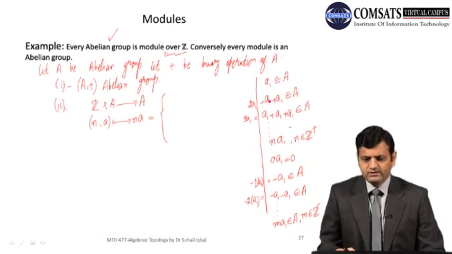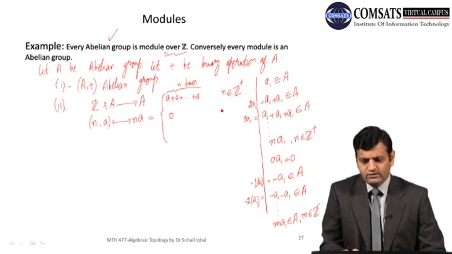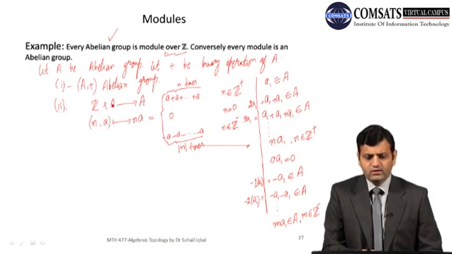So we can define this action for every integer, positive, negative, and 0. How do we define this? N into A is equal to A plus A and so on, plus A, N times, if N is a positive integer, and we define it as 0 if N is 0. And we define it as minus A, minus A, and so on, minus A, mod N times, if N belongs to Z negative. So that's how we define the action of Z on A.